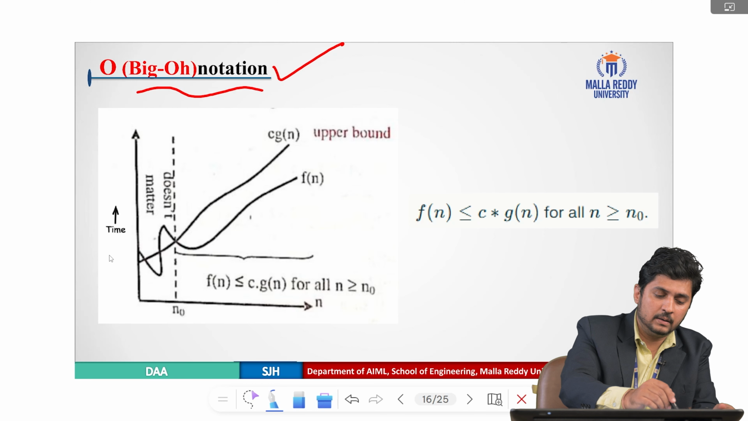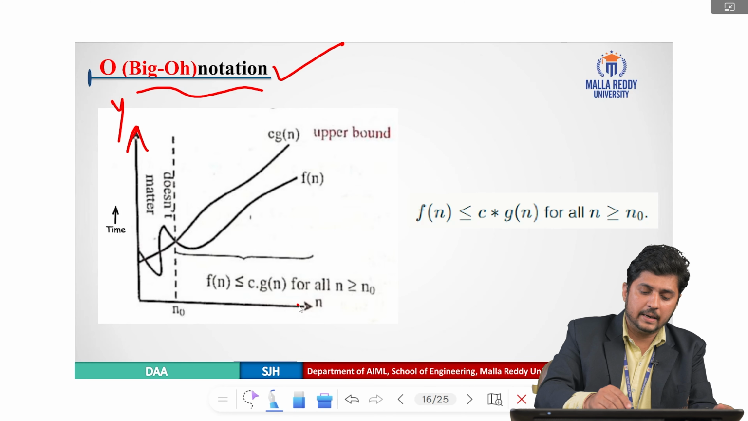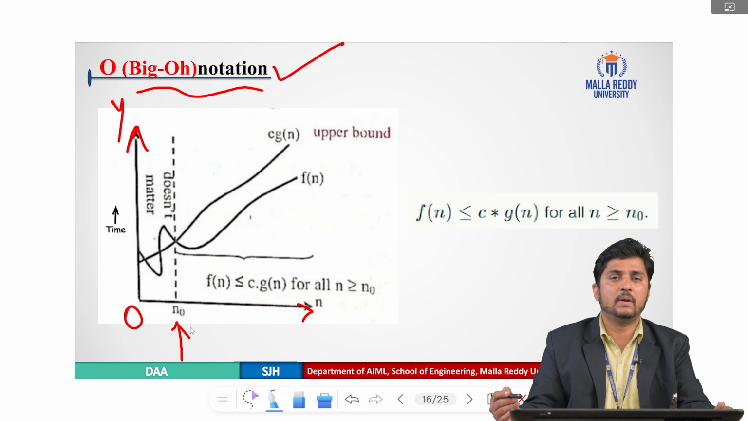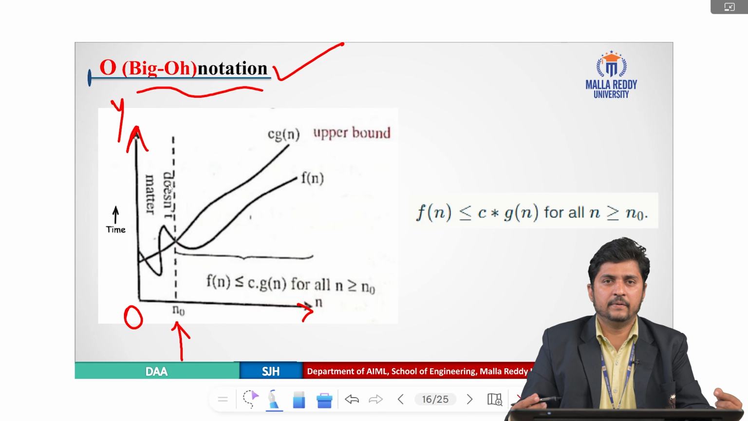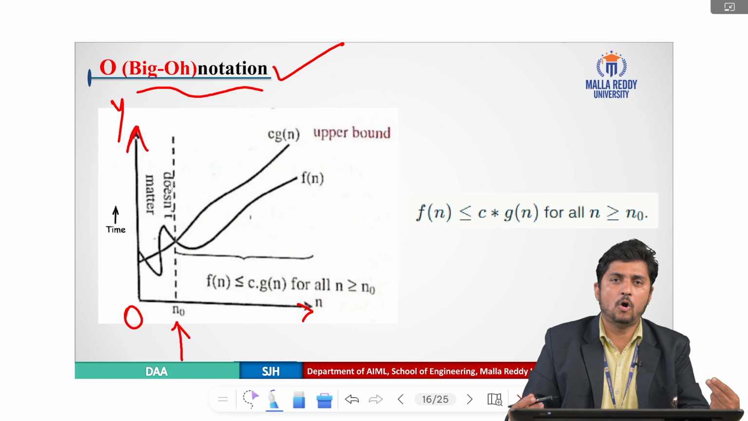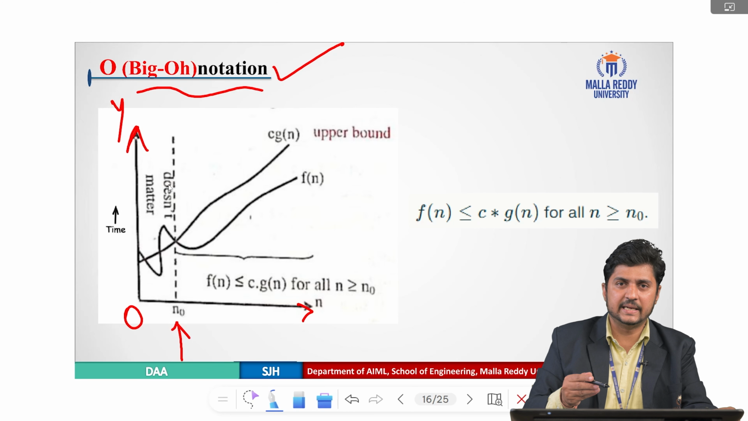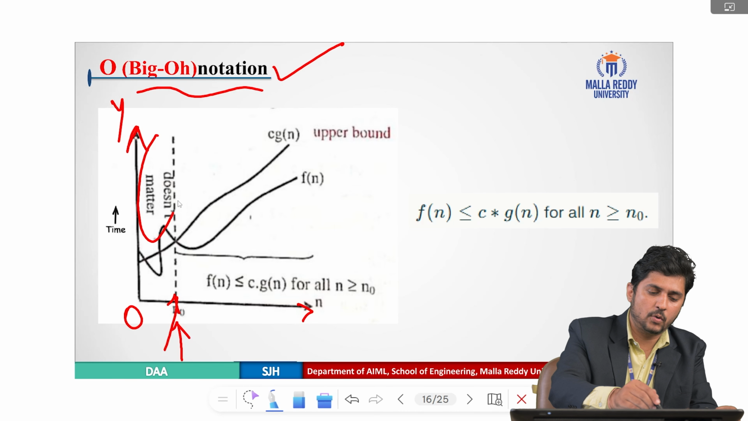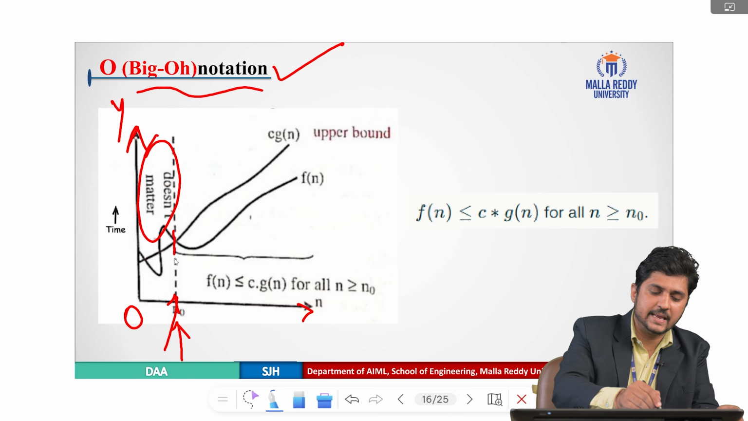Again, the y-axis represents the total time consumed by our algorithm, and this is the input size, starting from input size 0, and here we have n naught. Here n naught represents a region where it doesn't matter. For some algorithms, whether the input size is 0, 1, 2, 3 or 4, up to a certain limit or a certain input size, we cannot judge which algorithm is best. So for that region, we say it doesn't matter. Up to a certain range, we cannot judge any algorithm.